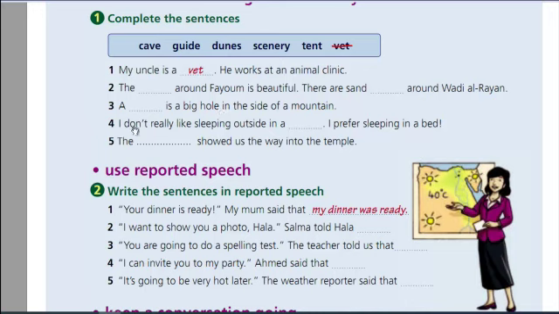Number 4, I don't really like sleeping outside in a tent. I prefer sleeping in a bed. The what showed us the way into the temple? The guide showed us the way into the temple.